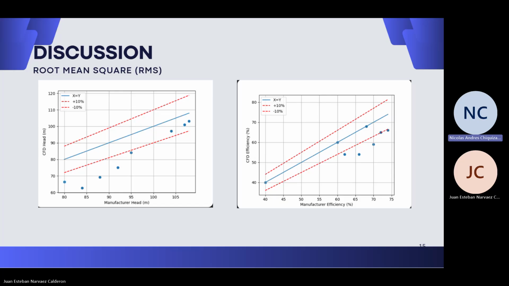An RMS analysis, root mean square analysis, was performed to evaluate the accuracy of the simulation. The graph compared the CFD results with the manufacturer data. Most points fall within the plus or minus 10% error range, indicating that the simulation results are in reasonable accord. This supports the reliability of the CFD model.